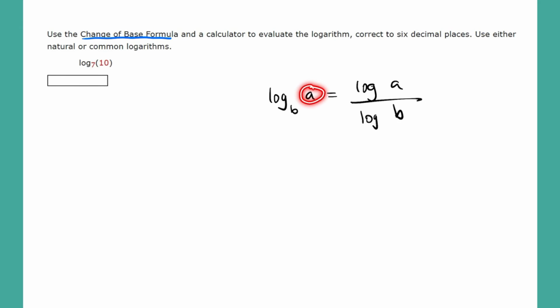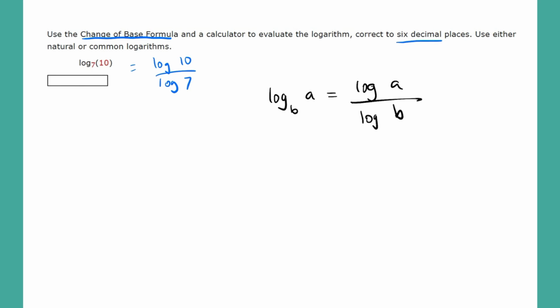So the log of this number divided by the log of that number. And these are base 10. You can make this any base you want, but we want 10 so that we can use our calculators. So now we can convert this into log of 10 divided by log of 7. Let's use the calculator: log 10, close parentheses, divided by log 7, close parentheses, equals, and they want 6 decimal places.